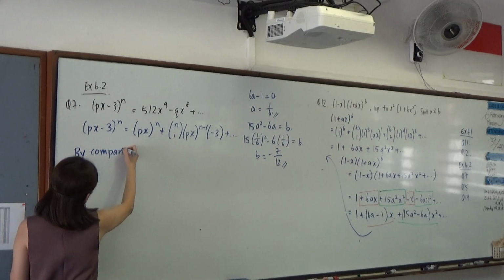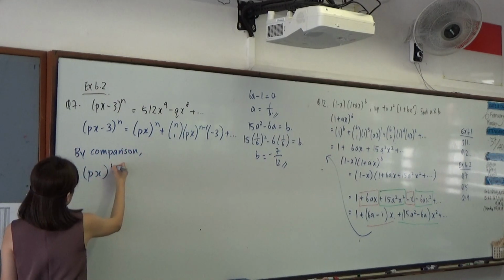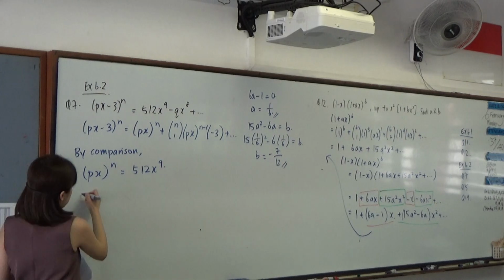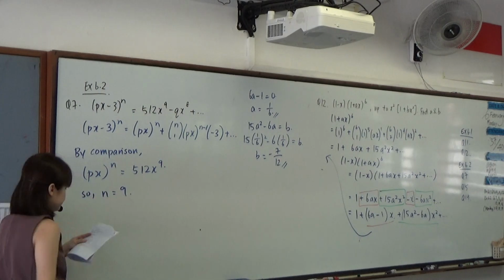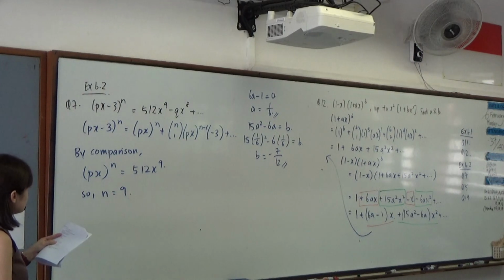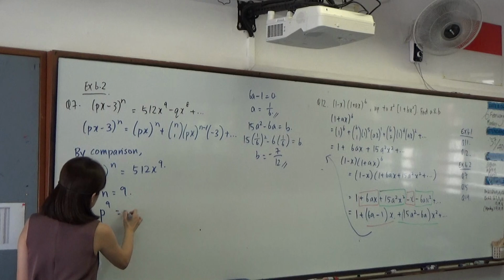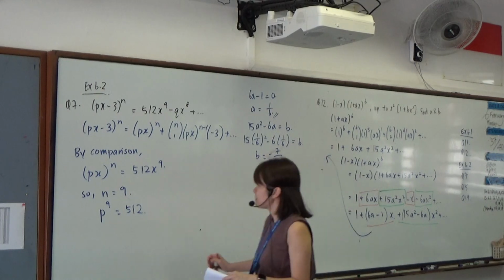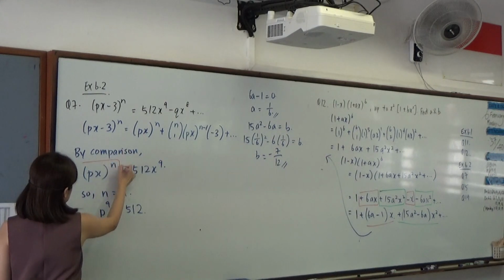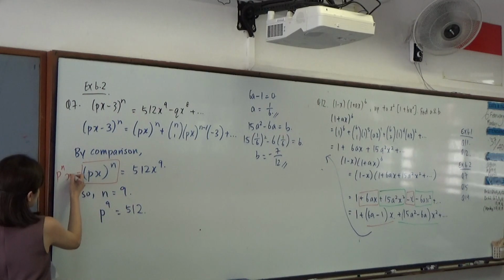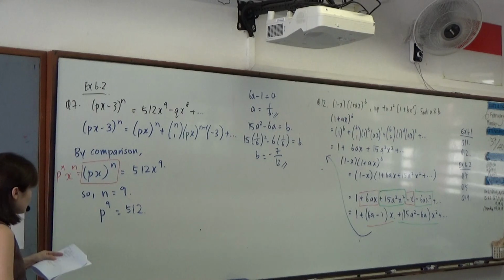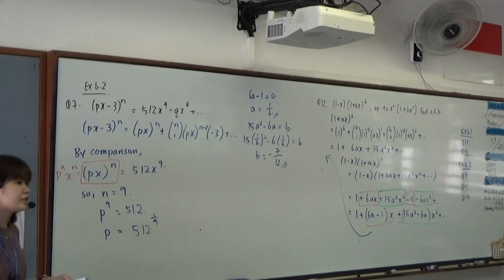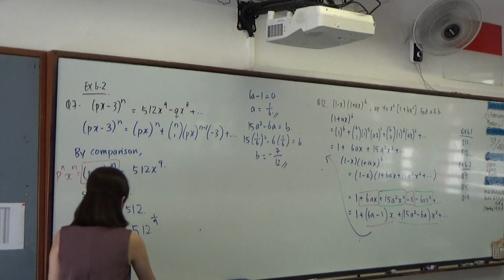So if you want to, you can write down by comparison, px bracket power n will be 512x to the power 9. So n equals 9, and p to the power of 9 equals 512. Therefore p must be the 9th root of 512. 9th root will be 512 to the power of 1 over 9, which is equal to 2.